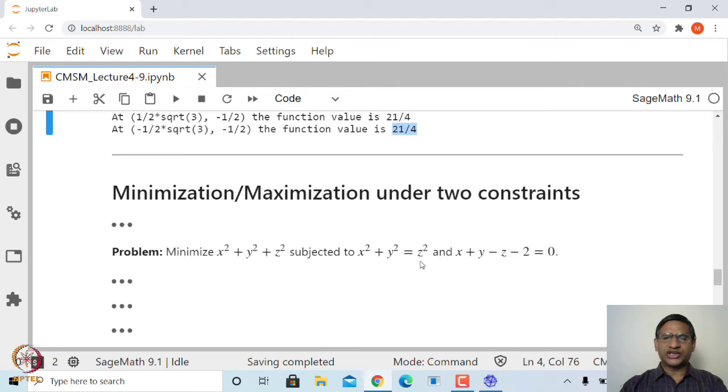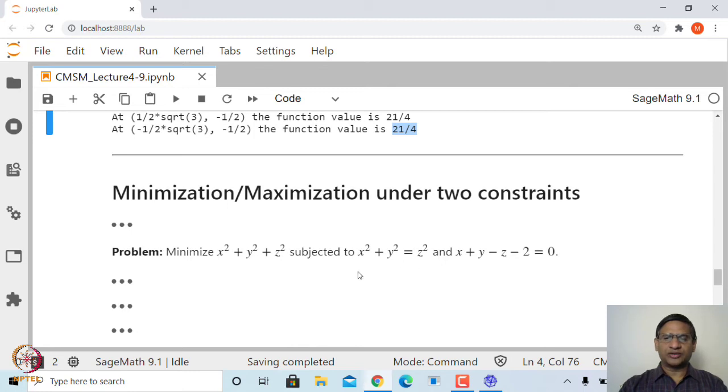If you look at these constraints, the first constraint actually gives you a cone and this is a plane. So, the set of points which satisfy these 2 equations is nothing but the intersection of this cone with the plane. So, what you are looking at is the minimum value of this function. This is nothing but the square of the distance of any point x, y, z from the origin. So, you want to minimize, or find the point at which this distance is minimum, and that lies on the intersection of these 2 surfaces, right.